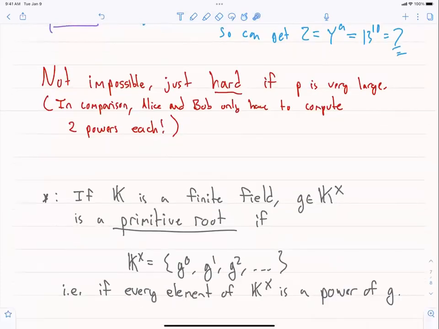So what you want then is something called a primitive root. If I have a finite field, then an element G inside of here is called a primitive root if I can write every non-zero element as a power of G. That tells me that there are as many different powers as possible of G, so that the problem of computing all of them is going to be as difficult as possible.